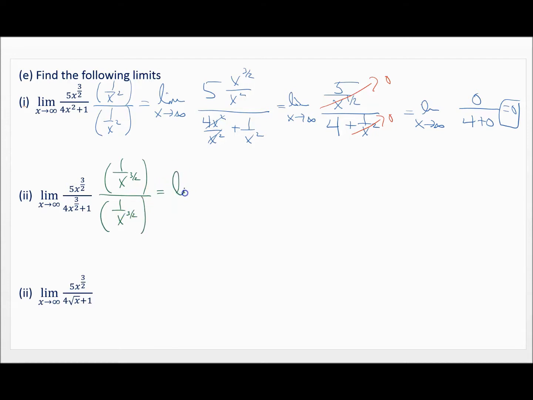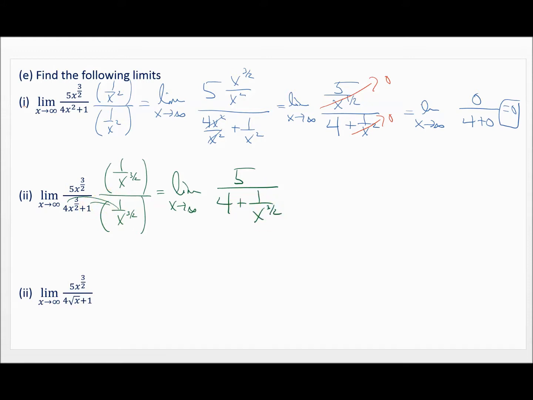So I get the limit as x approaches infinity. Now, 5x to the 3/2 over x to the 3/2 is going to give me 5. Is everybody comfortable with that? I'm hoping so, because the x to the 3/2 just cancel. In the denominator, I'm distributing. So 4x to the 3/2 over 1x to the 3/2 just gives me 4. But don't forget, you still have to multiply 1 times 1 over x to the 3/2.